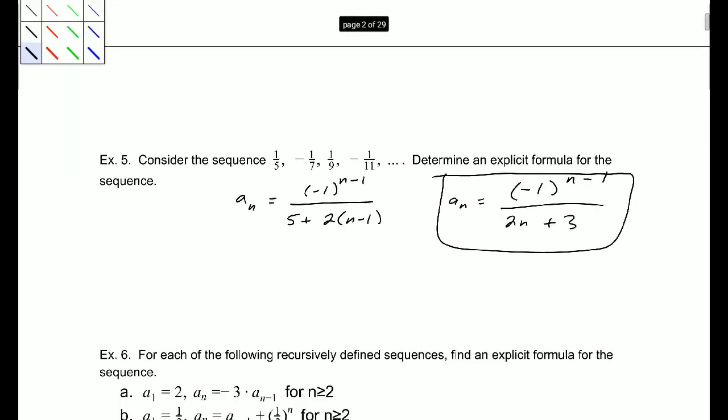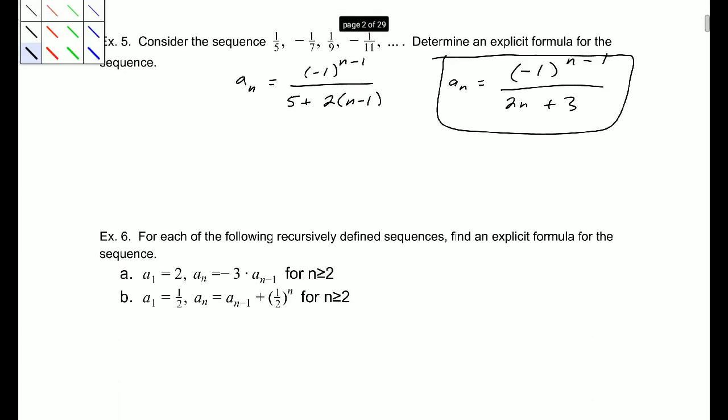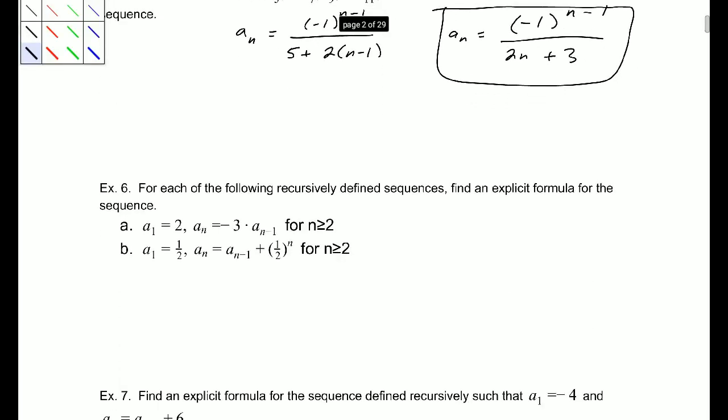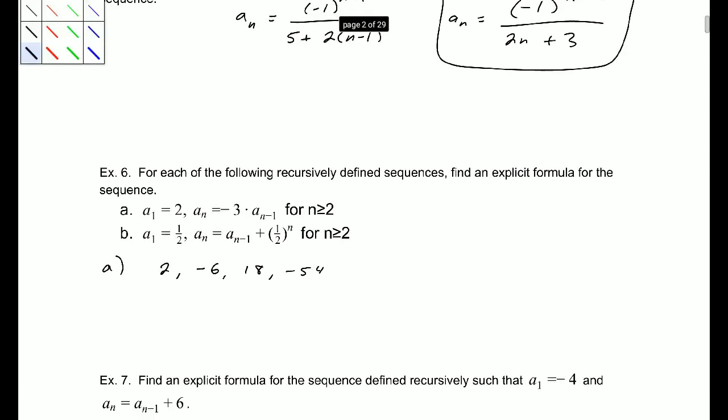Okay, next we have some recursive sequences. Let's begin with A. A1 equals 2. So the first term is 2, and each term is multiplying by negative 3, it appears. So that is 2, negative 6, 18, negative 54. Right, so the way that we can write that is our first term, and then it's multiplying by negative 3, so that will be negative 3 to the n minus 1. Plugging in a value of 1, that is 2. Plugging in a value of 2, that is negative 6, so that holds.